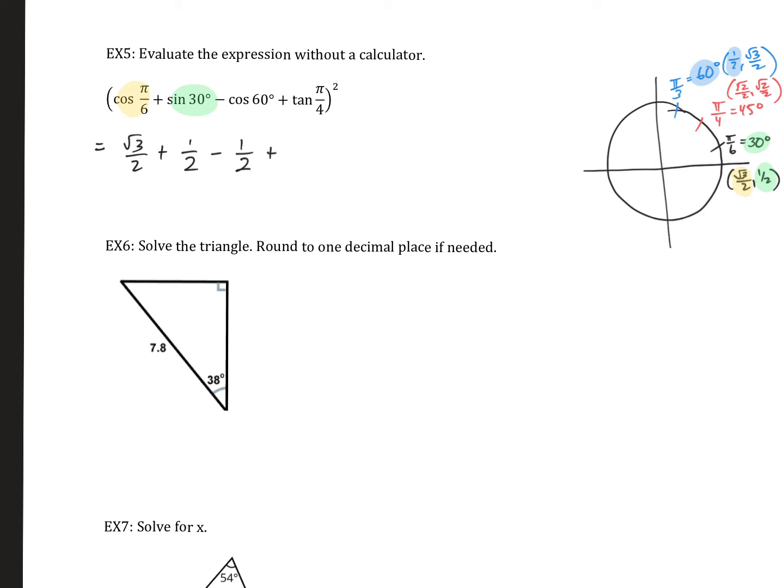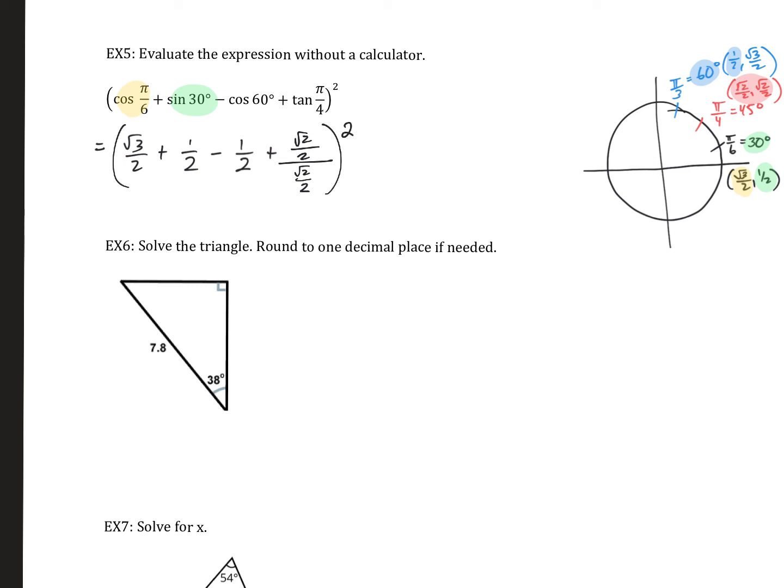And then lastly, tangent of pi over 4. So where is pi over 4? Well, this value right here, and we're looking at tangent, which is going to be y divided by x. So that'll be root 2 divided by 2 all over root 2 divided by 2. And we're supposed to square this.